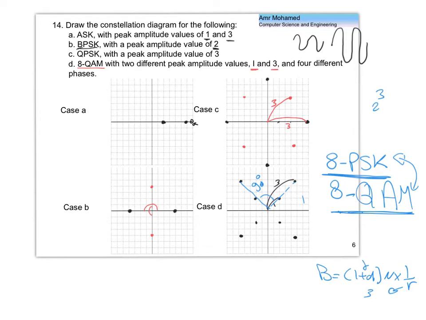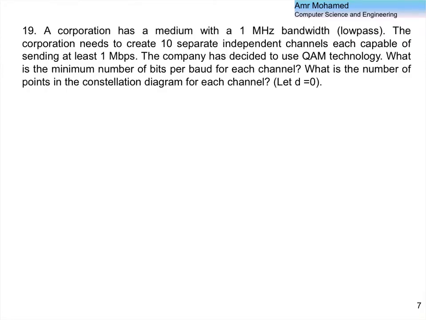So in this graph here, I need to allocate 1024 different dots, using different amplitudes and different phases and so on. Here, as an example, a corporation has a medium with a bandwidth of 1 megahertz. So this company has a bandwidth of 1 megahertz.